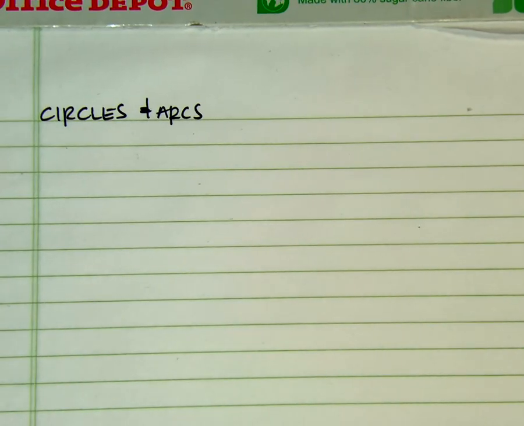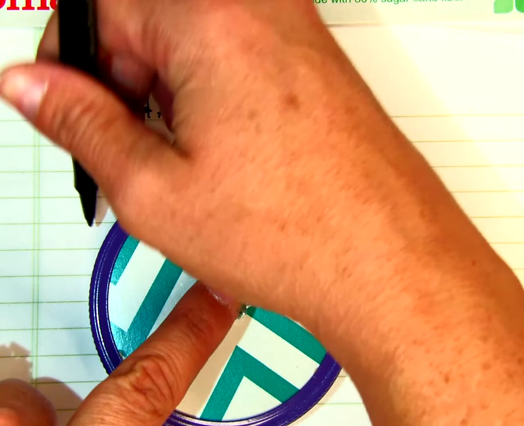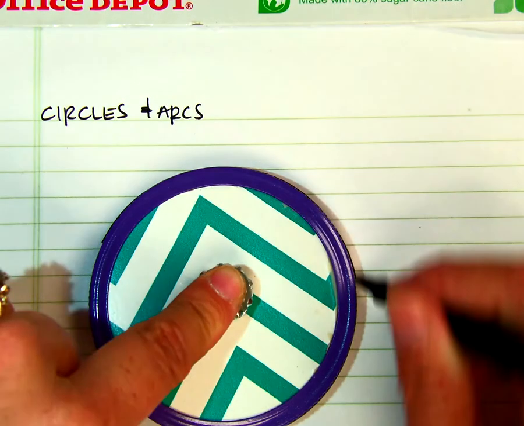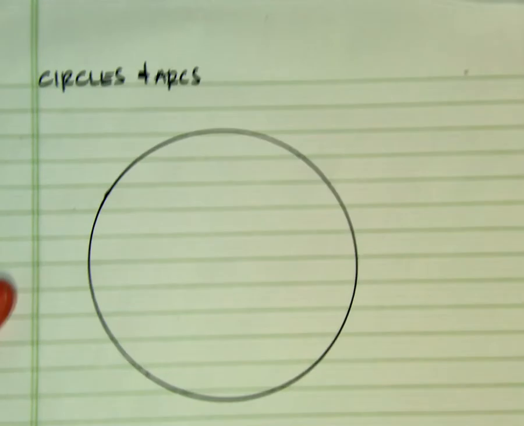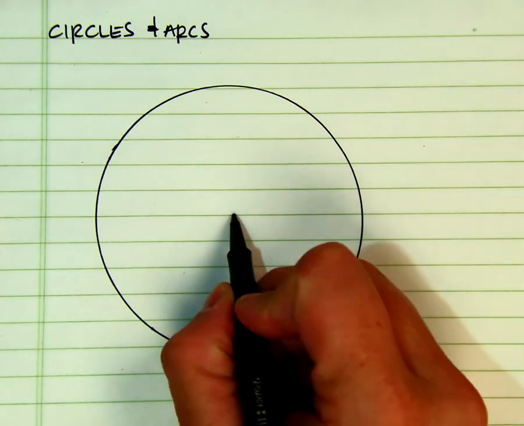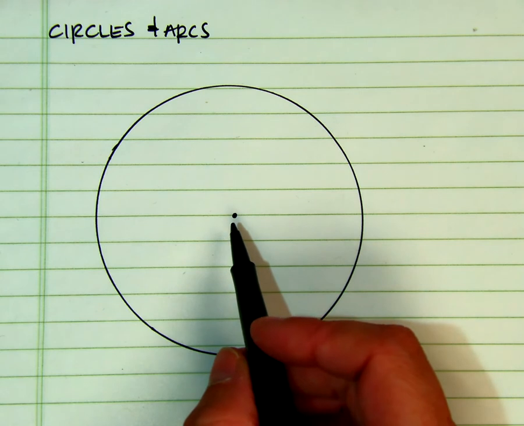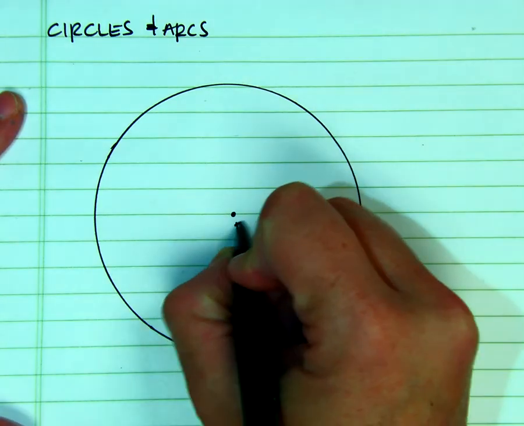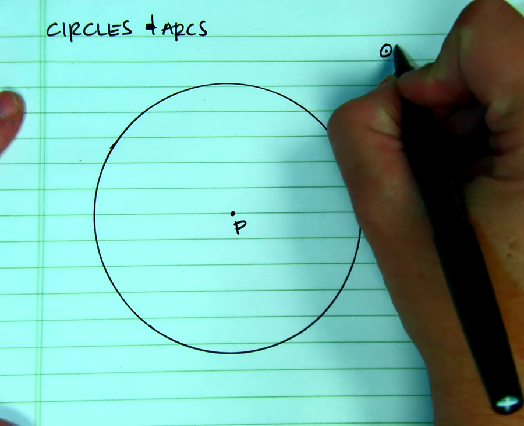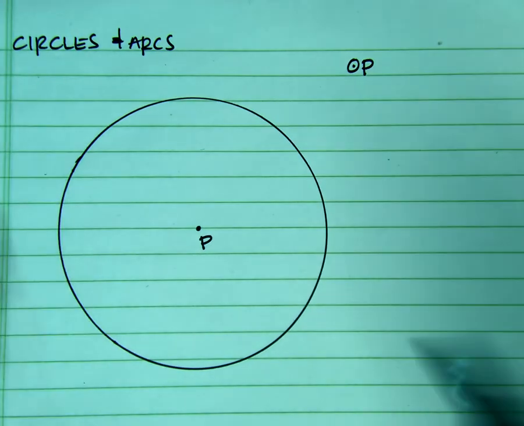Okay, so we are going to talk about circles and arcs. First of all, we're going to break it down to all the parts of a circle. So I'm going to draw a nice big circle. I'm kind of cheating by tracing something, but it will still work. Okay, so a circle has a center. And when we are naming a circle, let's say that this is circle P. So that is going to be the symbol for it.